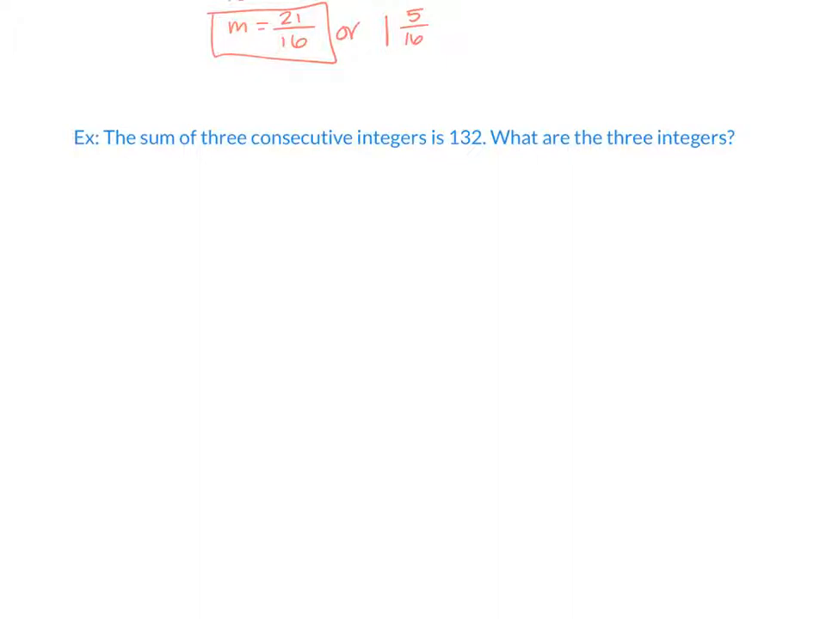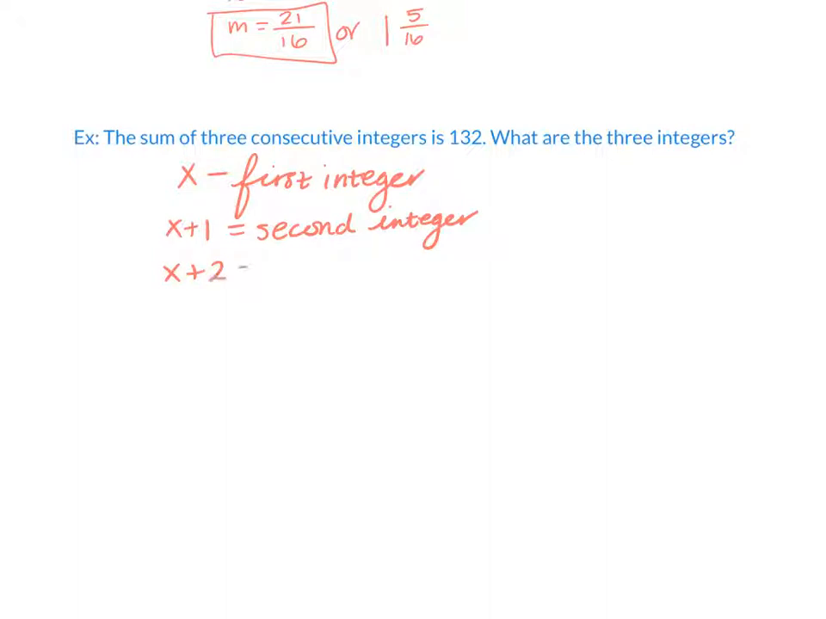So what we're going to do is we're going to create a variable. So let's start off with x. And let's say x is our first integer. Okay, so x can be any number, we don't know yet, but we're going to figure it out. Then the second integer is only one more than x. So x plus 1 must be the second integer. And then if the second integer is x plus 1, then the third integer must only be 2 more than x, because that's to be consecutive. So then that's x plus 2 must be the third integer.